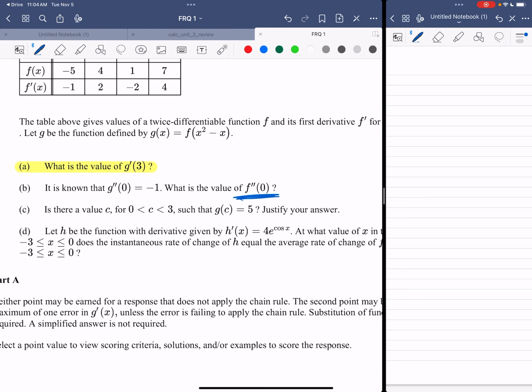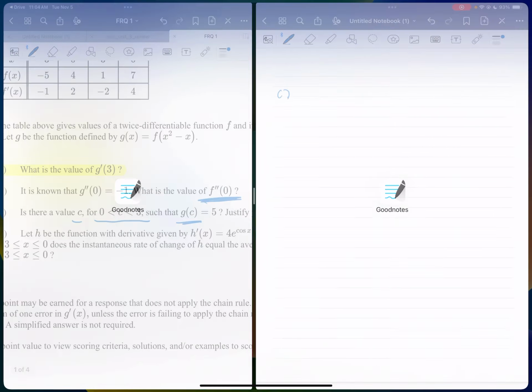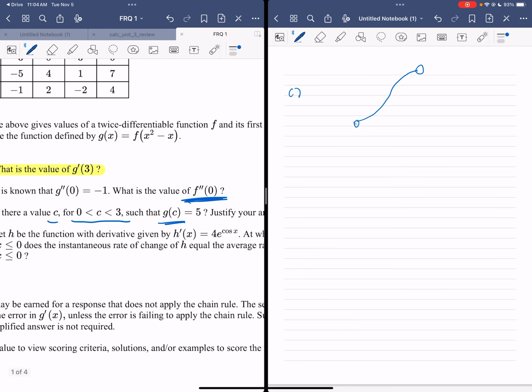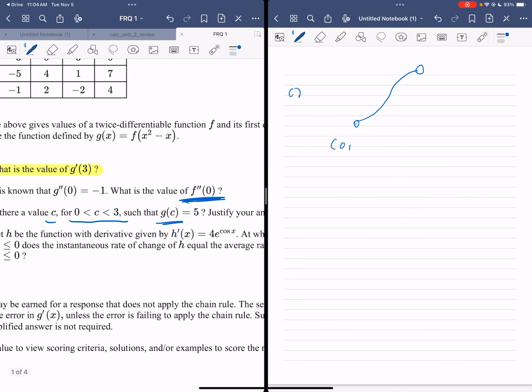C. Is there a value C from 0 to 3 such that g of C is equal to 5? So this one is the intermediate value theorem. For example, if you have something like this, let's say this one is 1, 5. Like, I'm just giving you an example. Let's say this one is 0, 1, and let's say this is 0, 7.